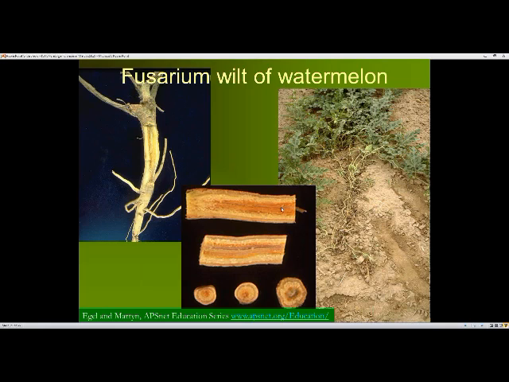So to move on to another system related to hairy vetch, I'm going to talk about fusarium wilt of watermelon. This is a very important disease worldwide in watermelon. Here you see the symptoms, the wilting vines. If you do a cross-section of the stem, you see this very characteristic rusty vascular tissue, which is characteristic of a fusarium vascular wilt.